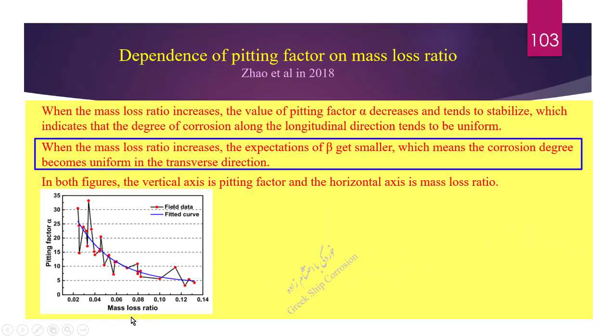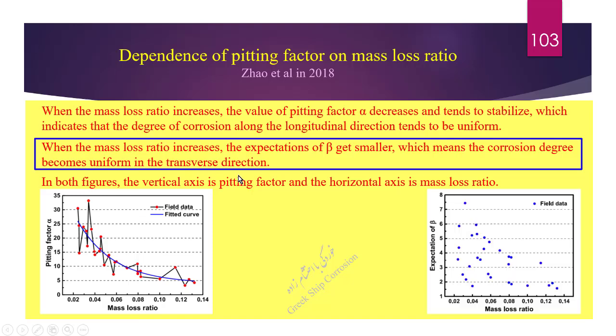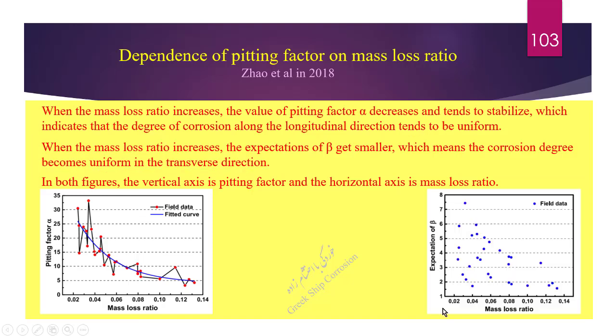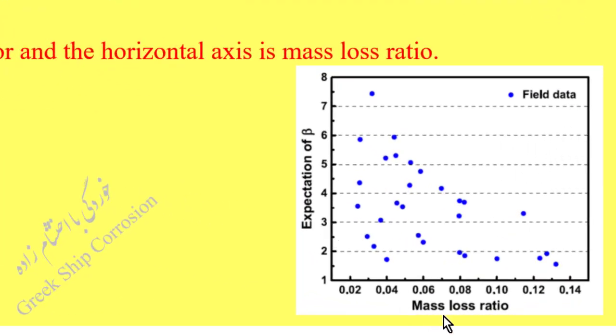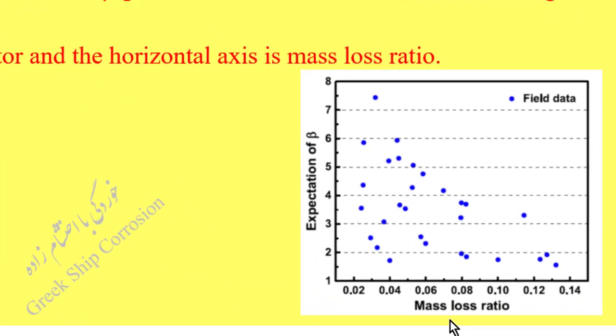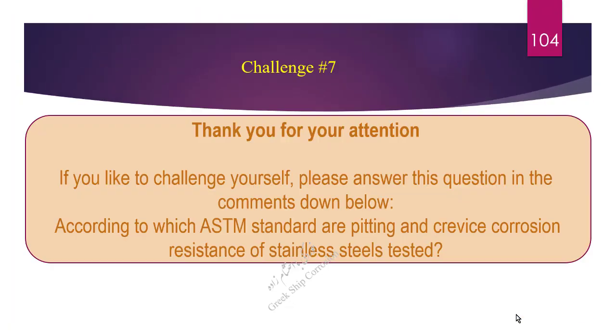When the mass loss ratio increases, the expectation of beta gets smaller, which means the corrosion degree becomes uniform in the transverse direction. In the right figure, the vertical axis is expectation of beta and the horizontal axis is mass loss ratio. Thank you for your attention.